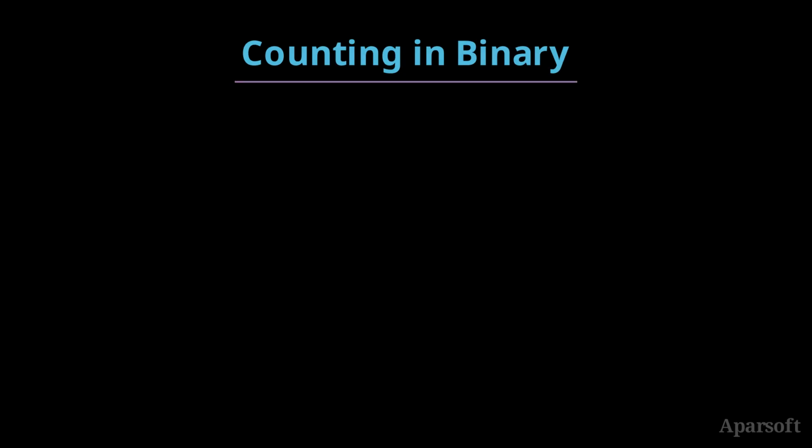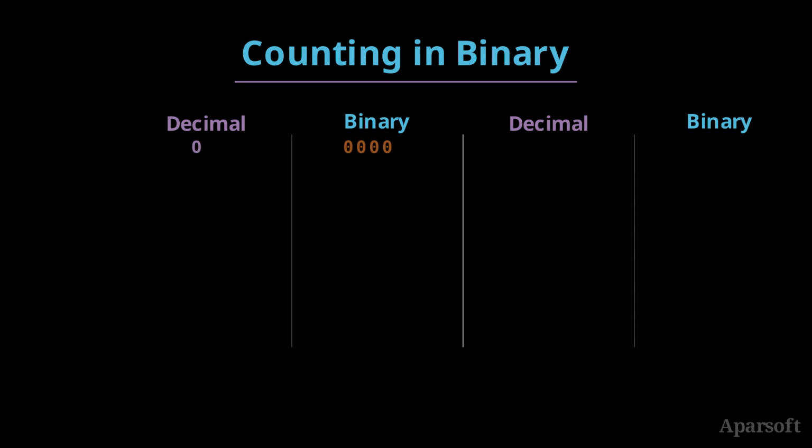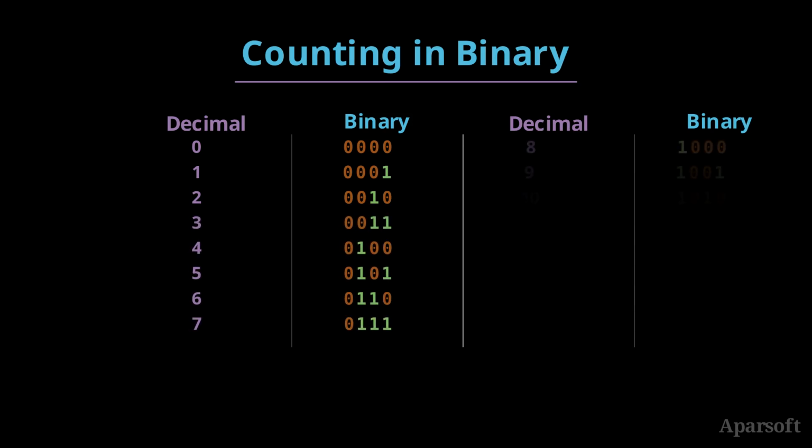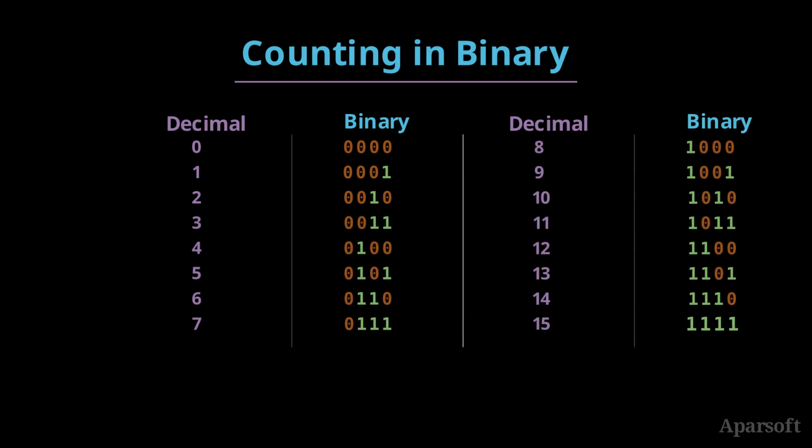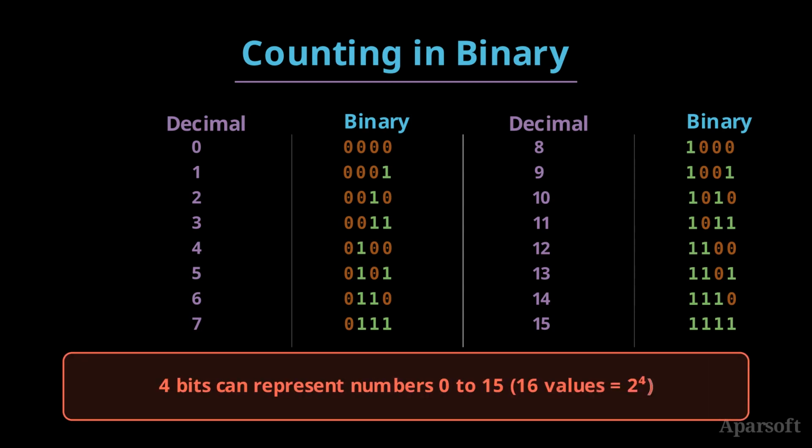Let's count from 0 to 15 in binary. Watch the pattern carefully. 0 is 0, 1 is 1, 2 is 10. Notice the rightmost bit flips. 3 is 11, 4 is 100, and so on up to 15, which is 1111. Here's a powerful insight. 4 bits can represent 16 different values from 0 to 15. That's 2 to the power of 4 equals 16. More bits mean more possible numbers.